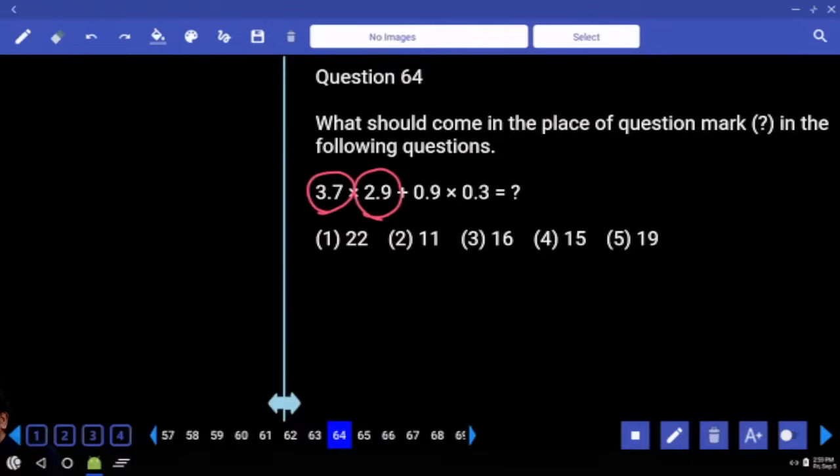3.7 into 3 approximately 10 and 11. Correct. Go to options. 11 final. Common sense is sufficient.